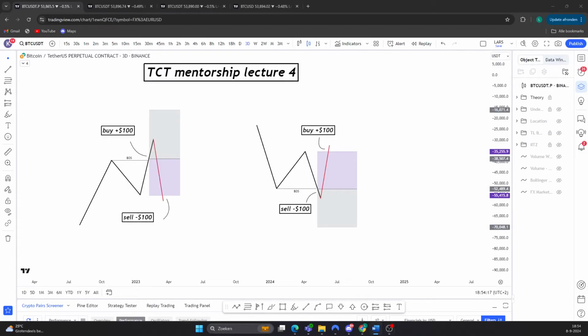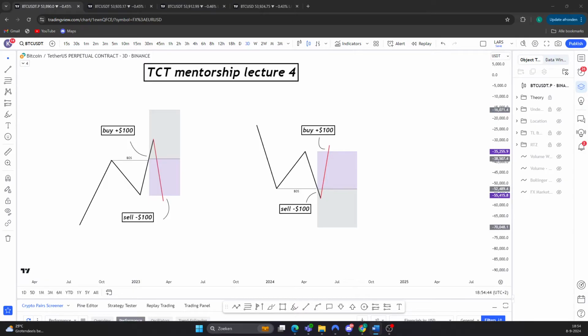What is up, guys, and welcome to Lecture 4 of the TCT Mentorship, where I'm going to be teaching you everything that you need to know about liquidity. And this is the last lecture going over the basics and the foundation that you need to understand and master in order to trade TCT schematics in the correct way. And this is the last one, but in my opinion, the most important, okay?